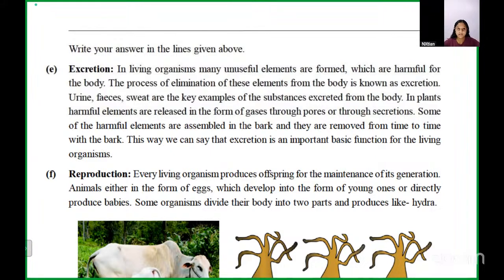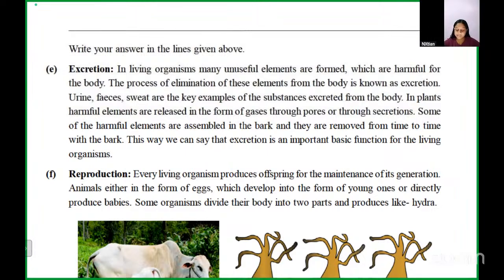Energy is absorbed out of the food. What is remaining is the waste substance. Now, the waste substance comes out of the body in the form of feces, in the form of urine. That is known as excretion. In living organisms, many unuseful elements are formed, which are harmful for the body. The process of elimination of these elements from the body is known as excretion. Urine, feces, sweat are the key examples of substances excreted from the body.